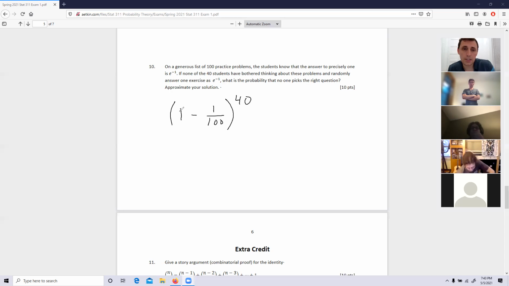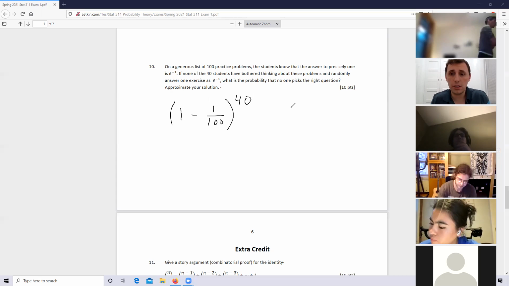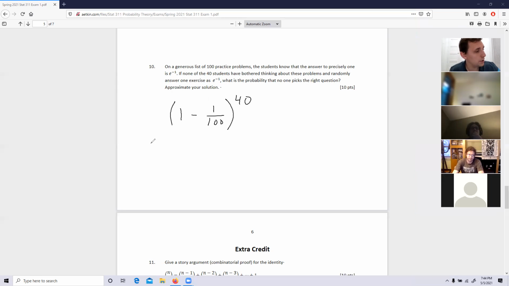So, I said approximate solution because I want you to see what it is. It's almost like the previous question. It's very similar. Do you agree? So here is how you can approximate it. Look at it. What do you want it to be? You want it, of course, to be 1 minus 1 over 100 to the power of 100. Do you agree? You want it to be the power of 100.